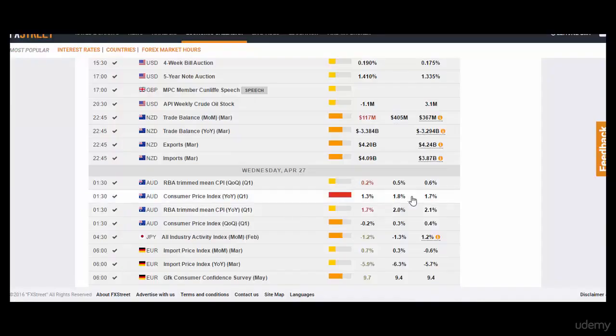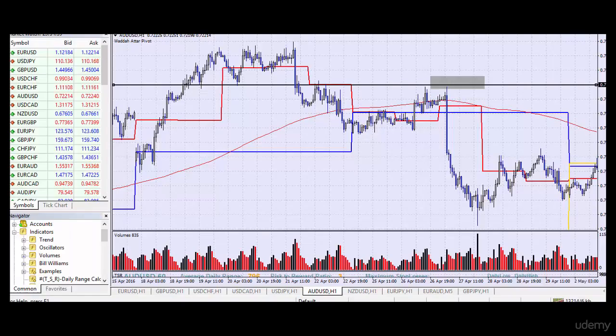So as you can see, CPI data came out worse than expected. It was expected to come out at 1.8%. The previous was 1.7, and they were expecting 1.8, but it actually came out at 1.3%. So this is worse than expected. So as a result, the market fell. And why did the market fall?